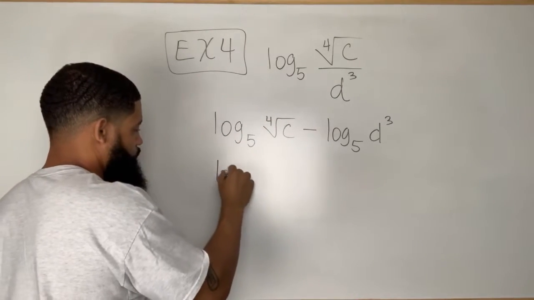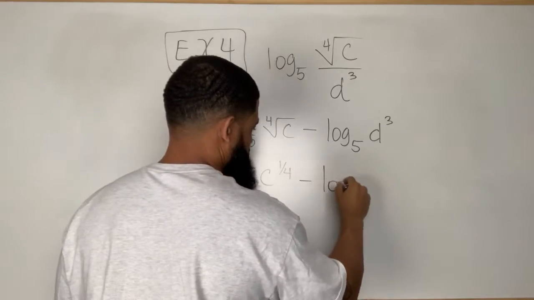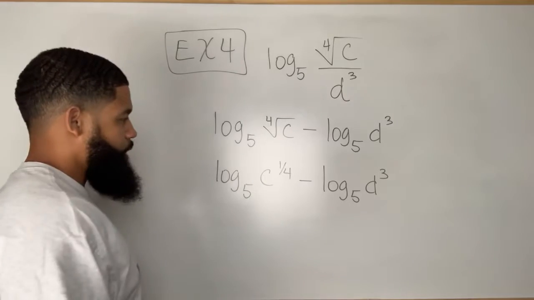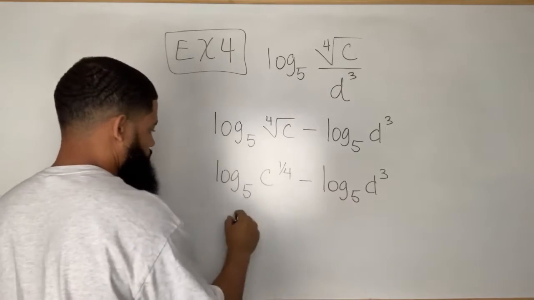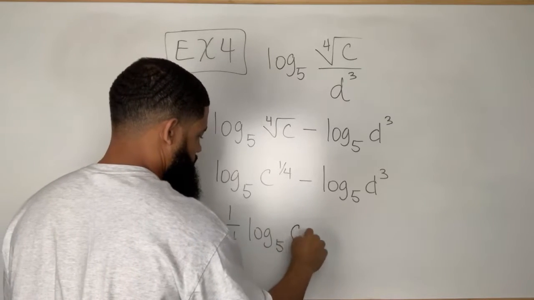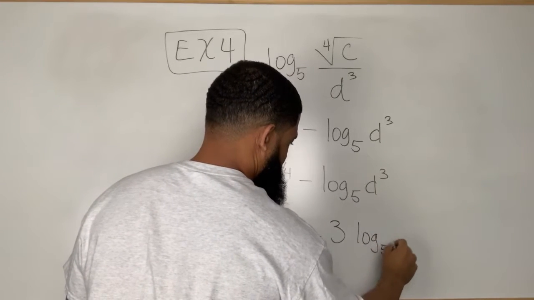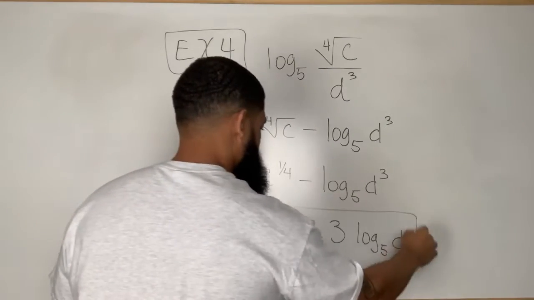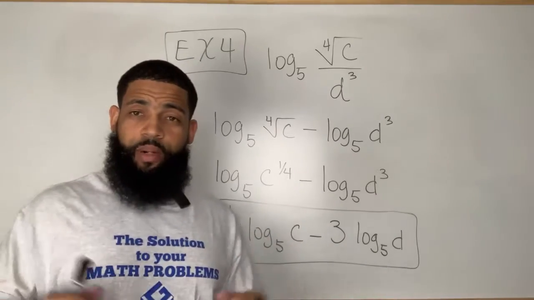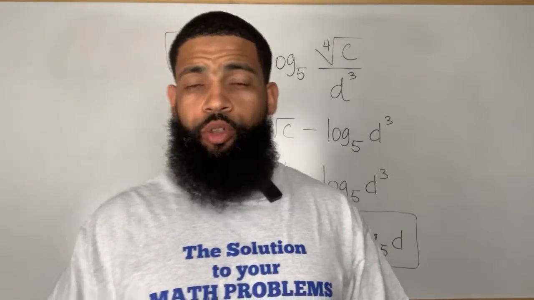This is the same thing as log base 5 of c to the 1/4 power. All right? Be very, very mindful of those roots. Okay? And so now I have to take the exponents to the front of both terms. So 1/4 log base 5 of c minus 3 log base 5 of d. All right, that's our final answer. So we kind of expanded these by using multiple properties in each one.